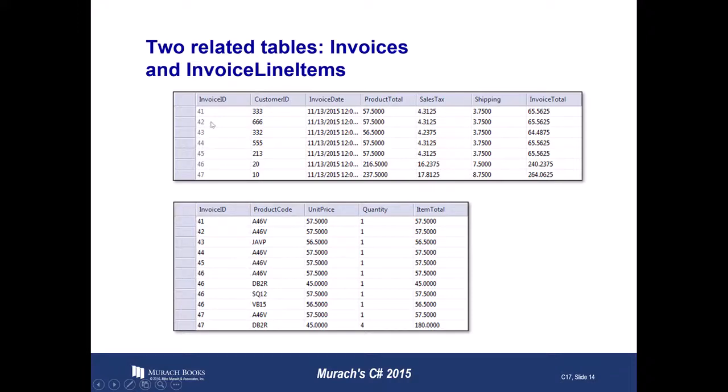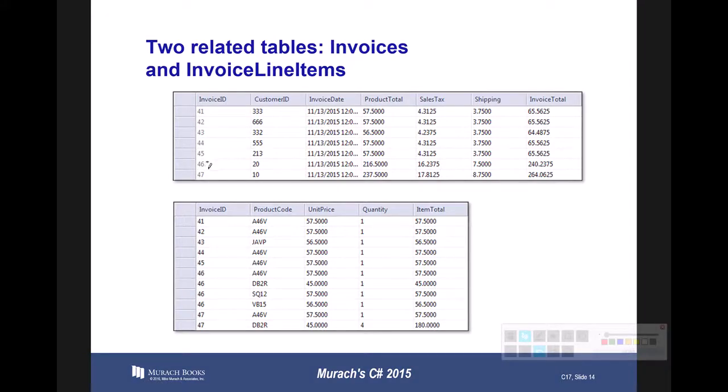And they correspond to each other with this invoice ID, and the ID here is the primary key, and the invoice ID here is the foreign key. So if you're trying to get all of the invoice and the line items from a particular invoice, you would say where the invoice ID equals 46, and it knows that these two are married to one another.